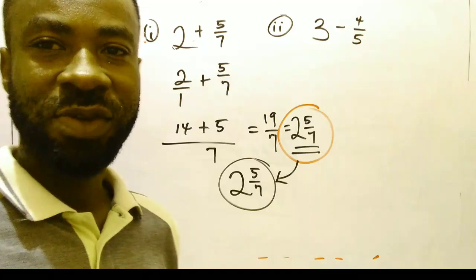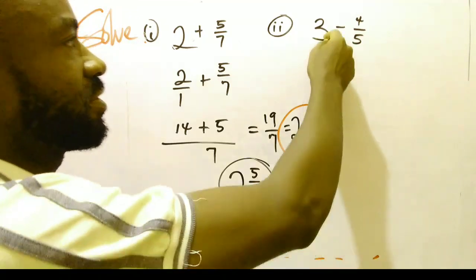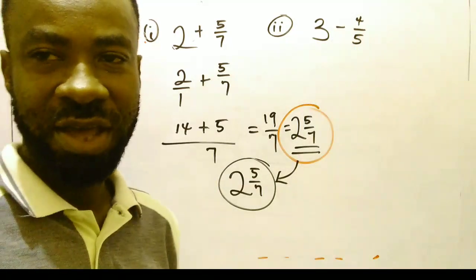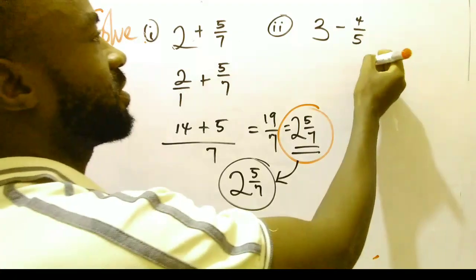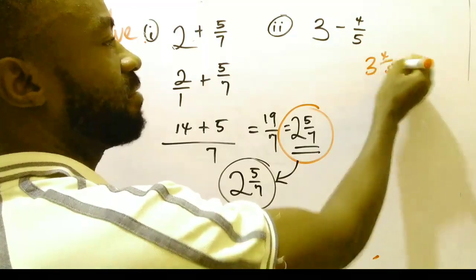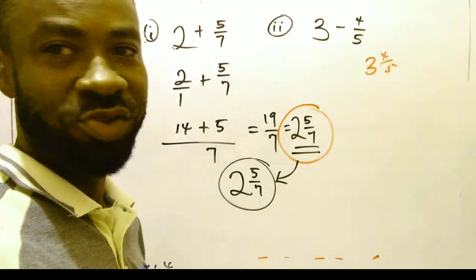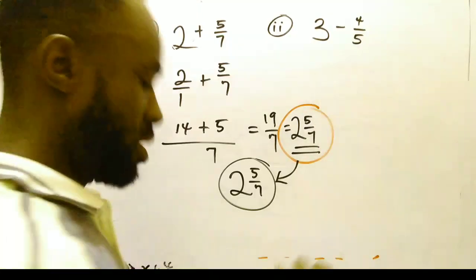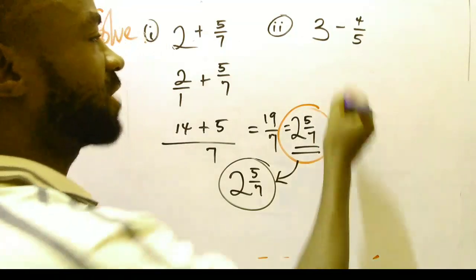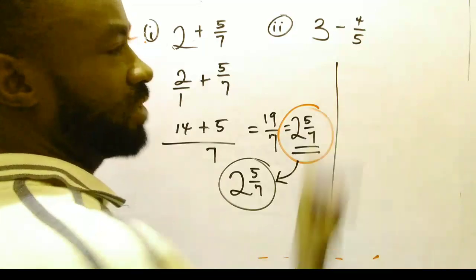Okay? So let's look at the second one. The second one says 3 minus 4 over 5. Now, this one, don't be tempted to say the answer is 3 and 4 over 5. No, this is subtraction, so you can't do it that way. Okay? However, there is a shorter way you can do that, but let's follow the longer route first.